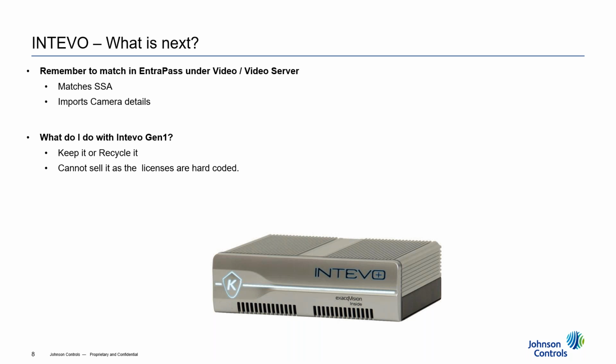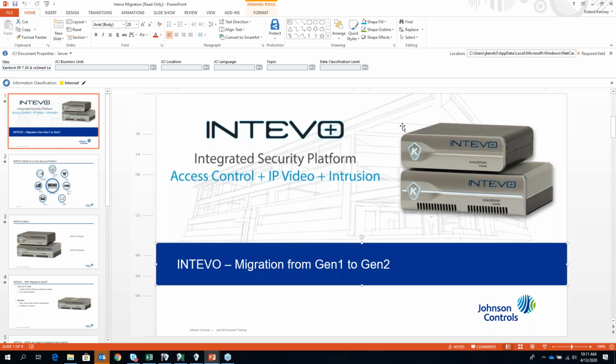What you cannot do is sell it, as the licenses, as I said, are hard-coded into the system, so you're not going to be able to register it elsewhere, and you're not going to be able to use those camera license codes on it as well. It's already been transferred over to the Gen 2, okay? So two choices with the Gen 1: keep it, trash it, okay? It's completely up to you at that point, okay? The important thing is all the information has been transferred over into the new Gen 2, okay? So with that, I'll show you guys some live, okay?